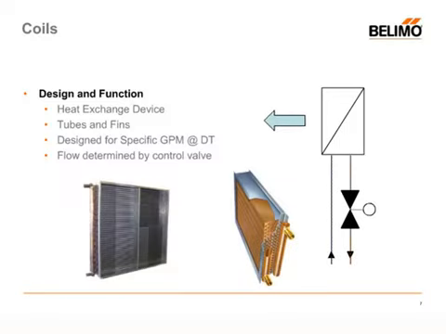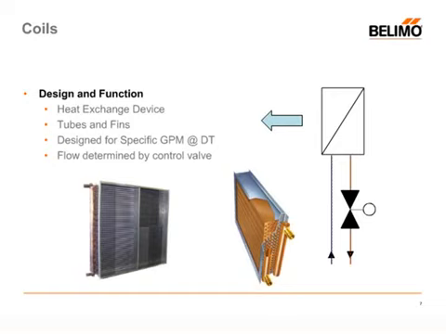So now we're going to start to talk about the coil. I think pretty much everyone is familiar with the coil, but we're just going to give an overall summary of what a coil is. A coil is, of course, a heat exchange device. It's designed with tubes and fins. It's designed for a specific GPM at a specific delta T.